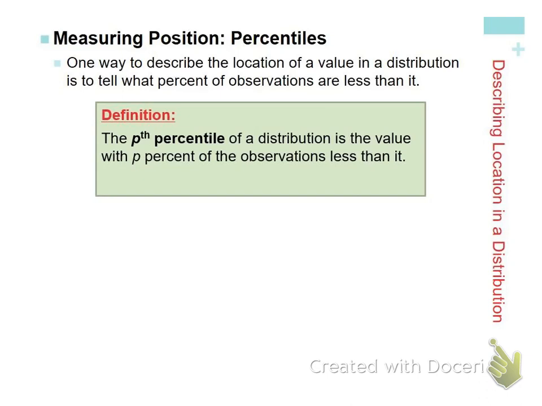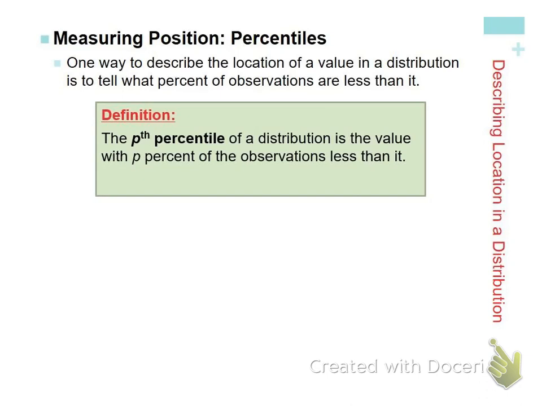It's just a way to place an individual in a set of data, to locate them, right? Where are they in relationship to everybody else in the data set, right? So the definition of a percentile, the pth percentile of a distribution is the value where p% of the observations are less than it. Okay?